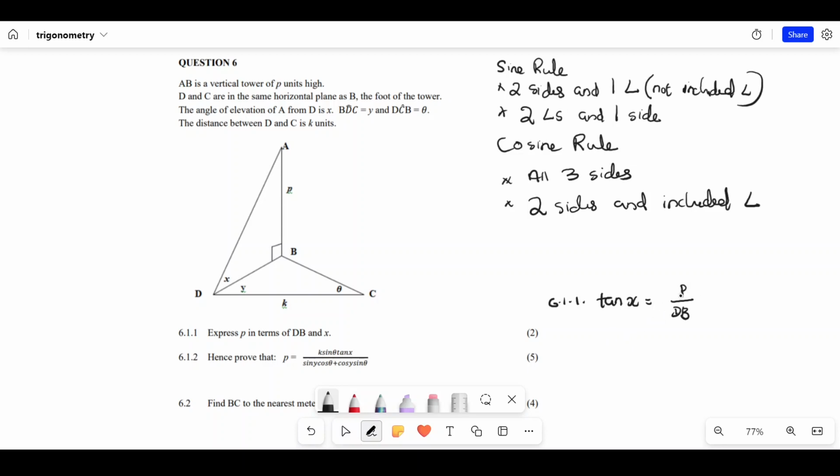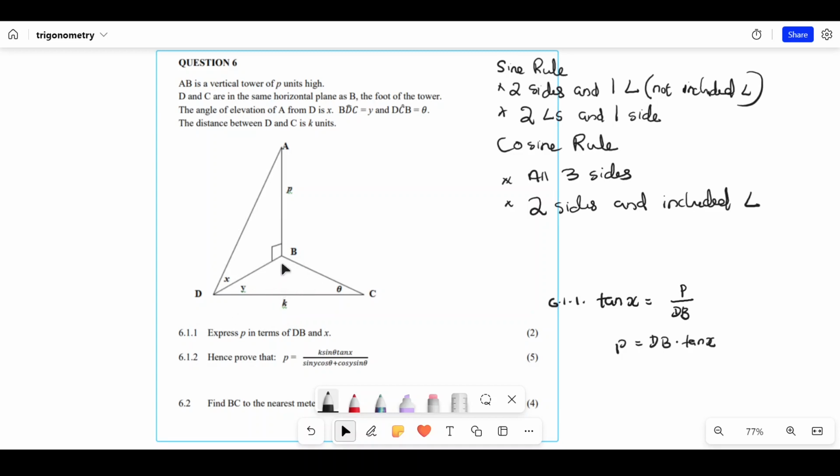So to make P the subject of the formula, you cross multiply. So the answer is P equal to dB times tan X, just 2 marks for the ratio and the answer for P. Okay, 6.1.2, we are going to prove that P. So here we already found P. Now we are going to prove that P is this big expression, which includes all the things in the second triangle, y, theta, k, everything. So that means now we are going to concentrate on the bottom triangle.